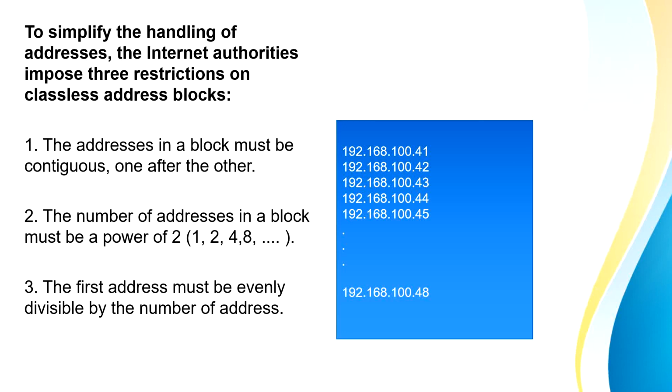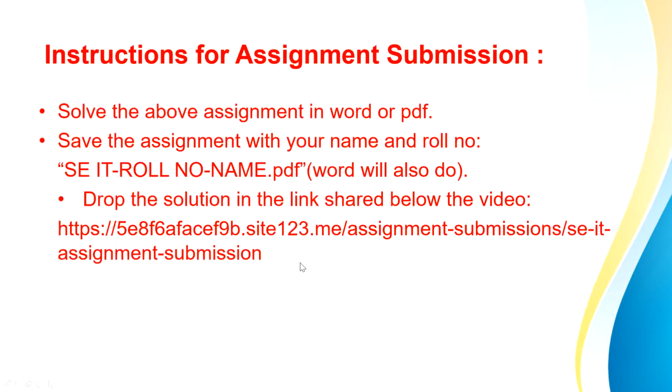So in assignment number 3 you are going to tell me whether this block satisfies all these 3 rules, yes or no. We have already checked the first and second. The third rule is that 192.168.100.41 must be evenly divisible by 8 because 8 is the total number of addresses. So you will check whether this block is a valid block of addresses by checking this third condition, which is going to be your question number 3.